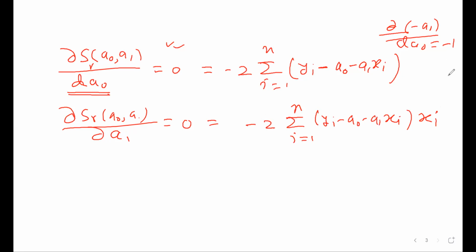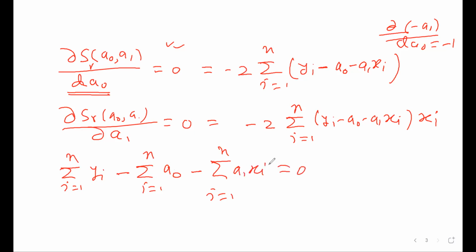And how many equations do we have now? Two. Okay, fine. Then your first equation can be put into this form: sum i equal to 1 to n of yi minus sum i equal to 1 to n of A0 minus sum i equal to 1 to n of A1 xi equals 0, isn't it? Yes, sir. And out of these three terms, which is known to you? The middle term?